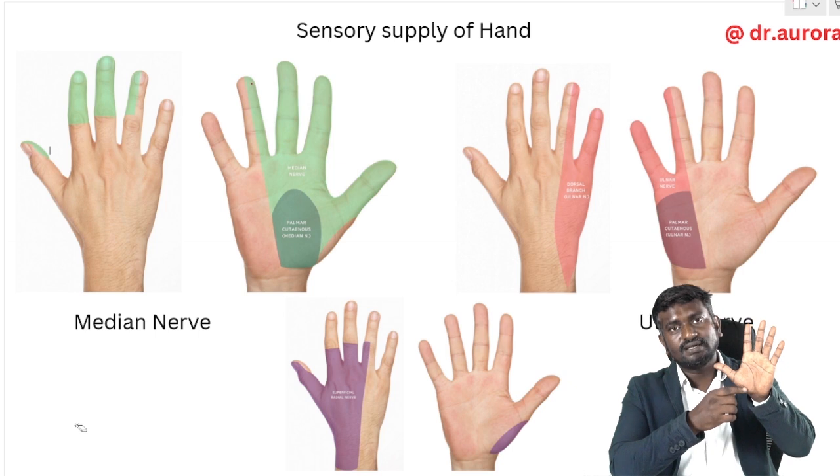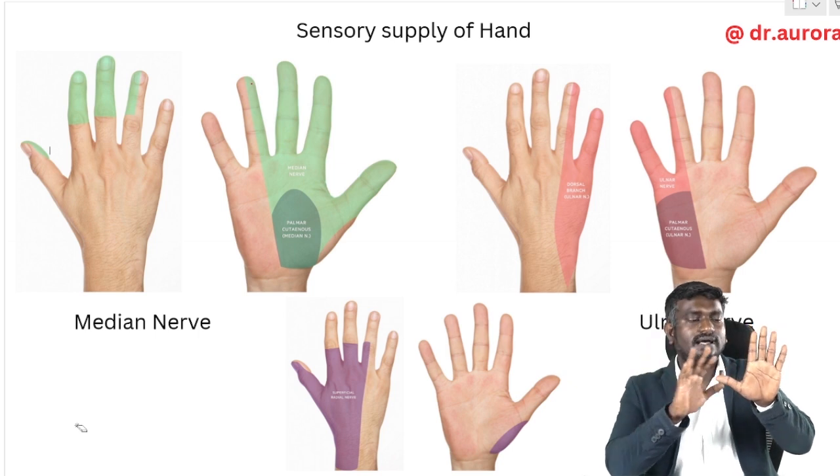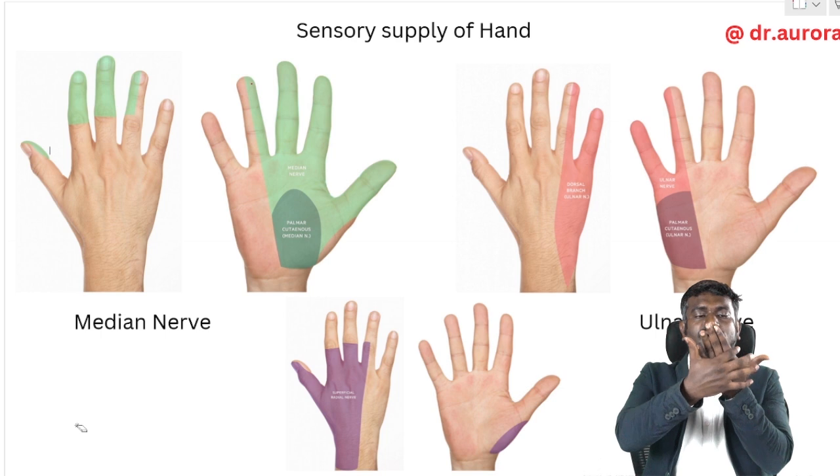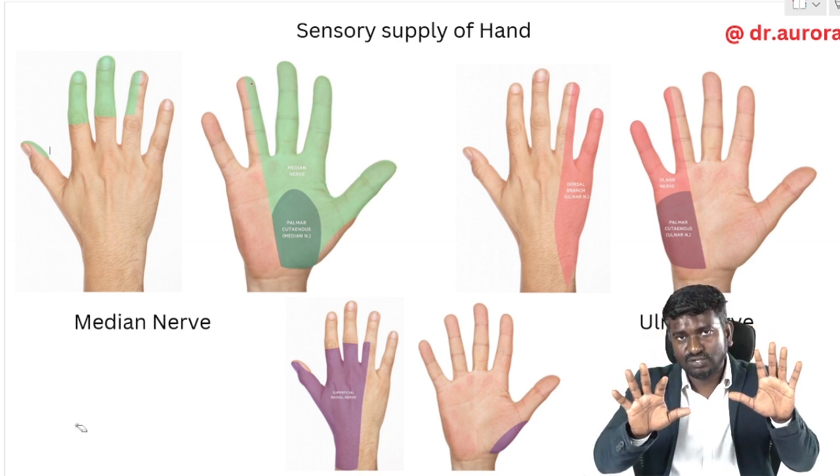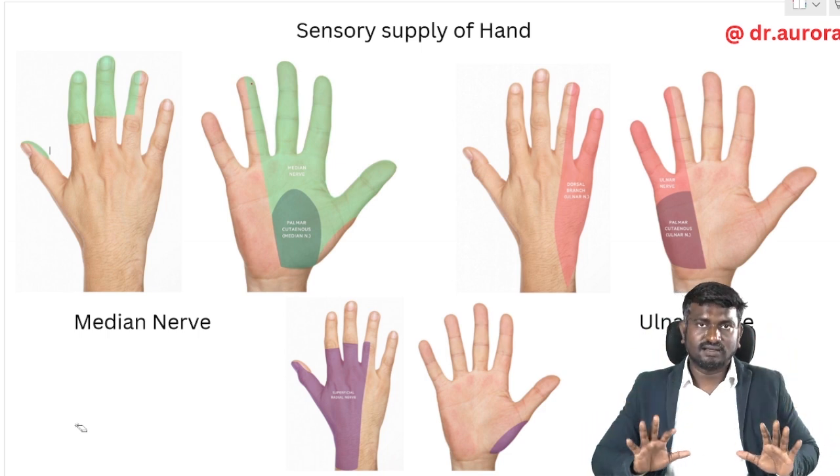This part right over here is supplied by radial nerve, and the posterior part, this 3.5, is supplied by radial nerve. I will explain with the images. If you have not understood, let's revise carefully now.